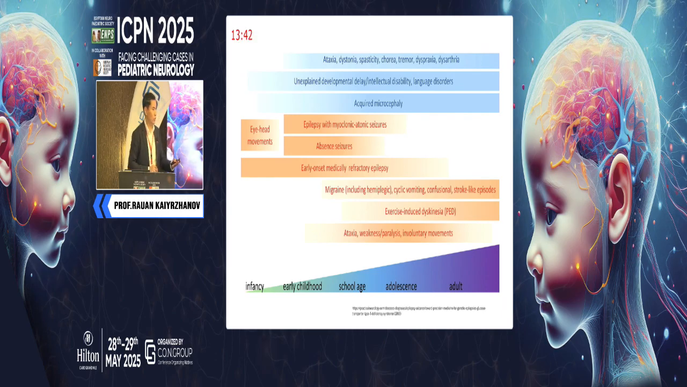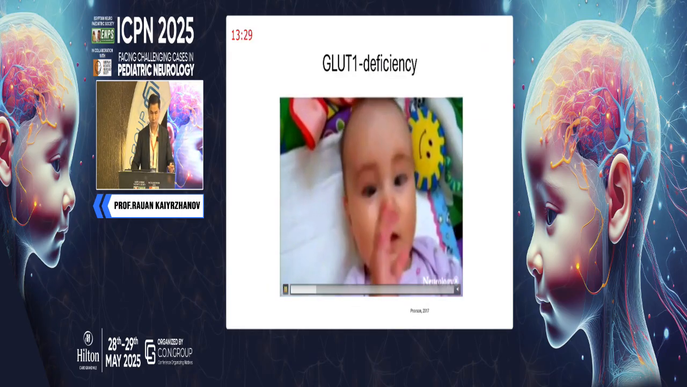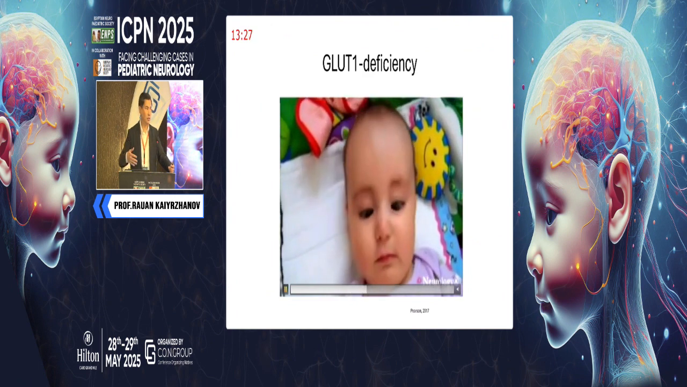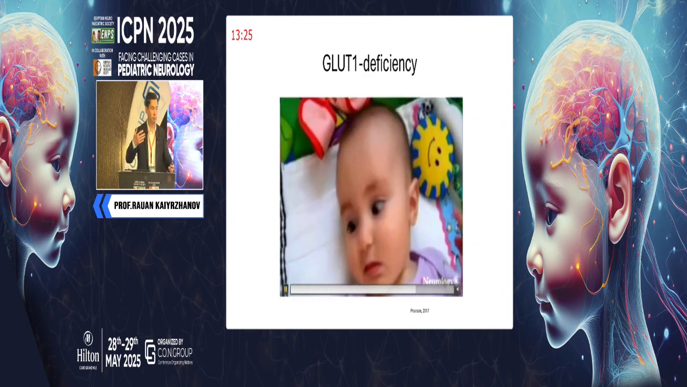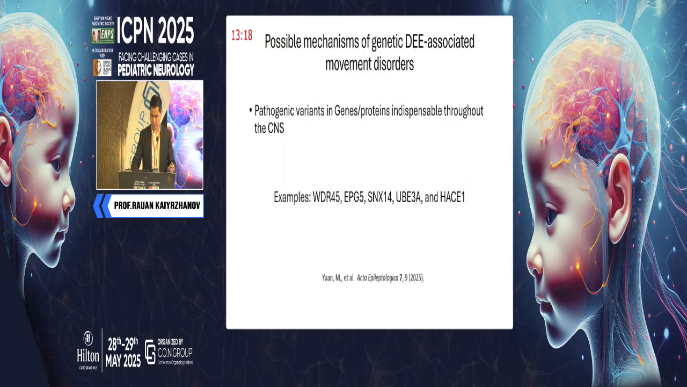We know that GLUT1 deficiency can present with various phenotypes depending on the age of onset. And in infancy, it presents with paroxysmal eye-head movements, as in this child. So if you see developmental delay and paroxysmal eye-head movements, you can suspect GLUT1 deficiency, and it's very important to catch it early because we can treat it with ketogenic diet.